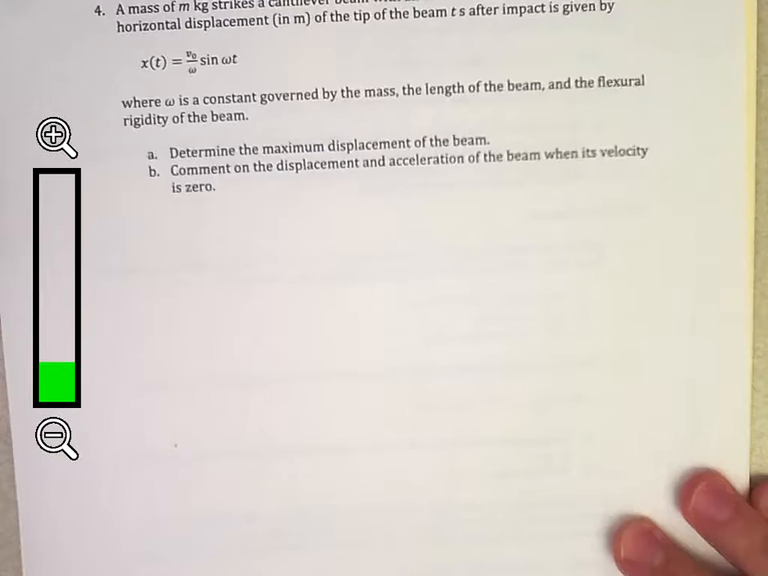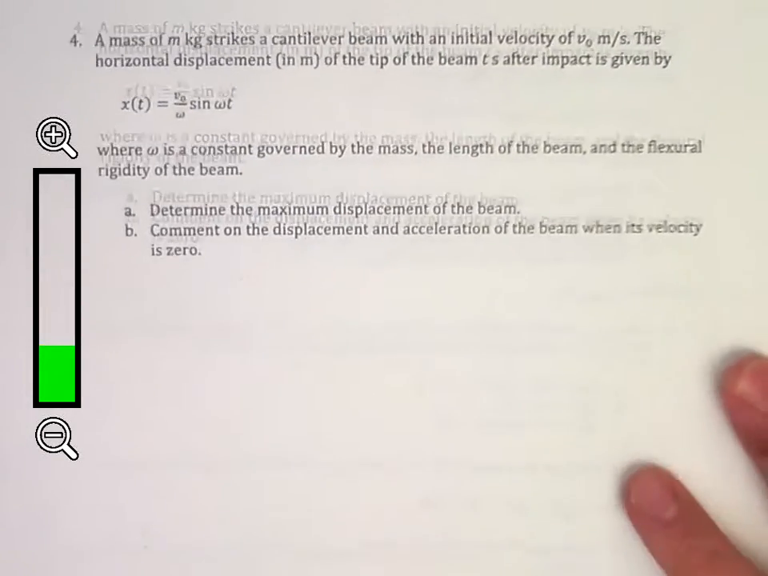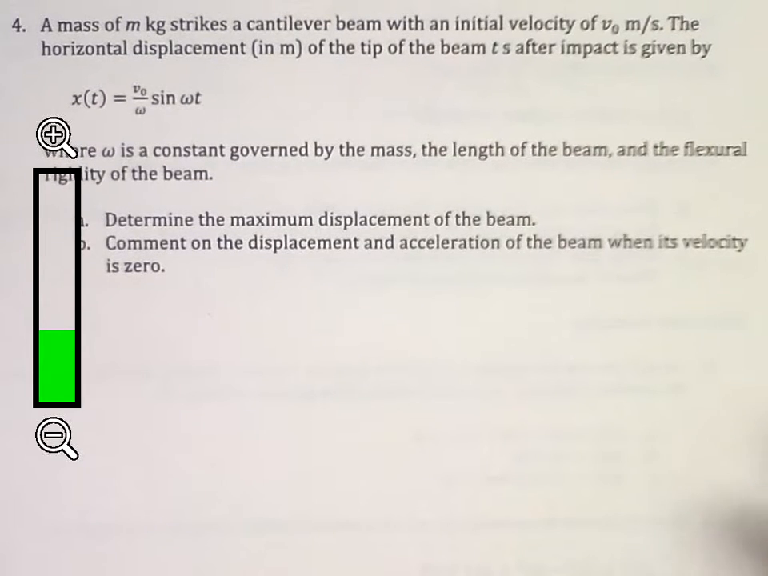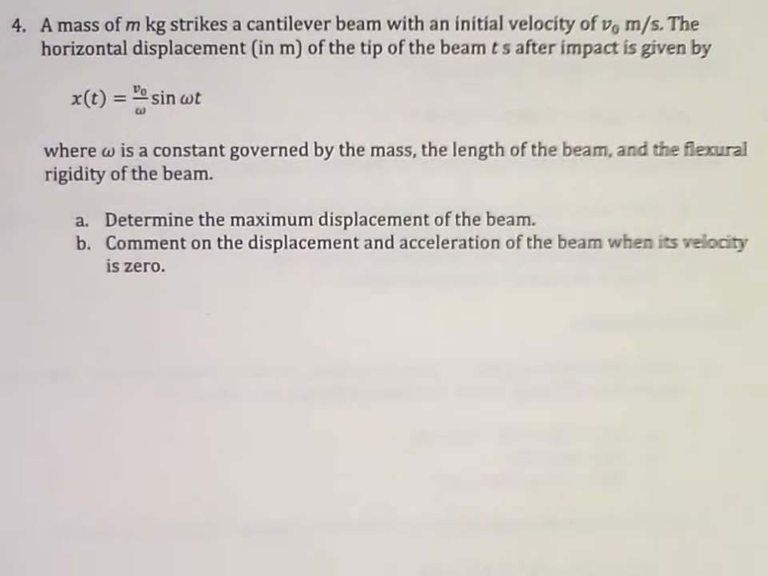Continue on with our discussion of derivatives. I'm going to zoom in since we're a little bit far away to read that. But yeah, question 4 says that a mass of m kilograms strikes a cantilever beam with an initial velocity of v0 meters per second.